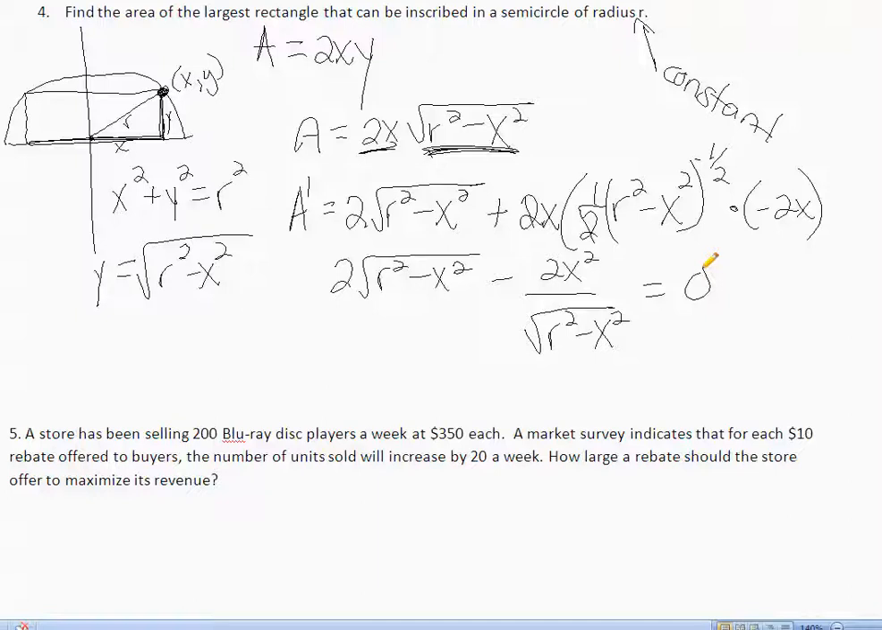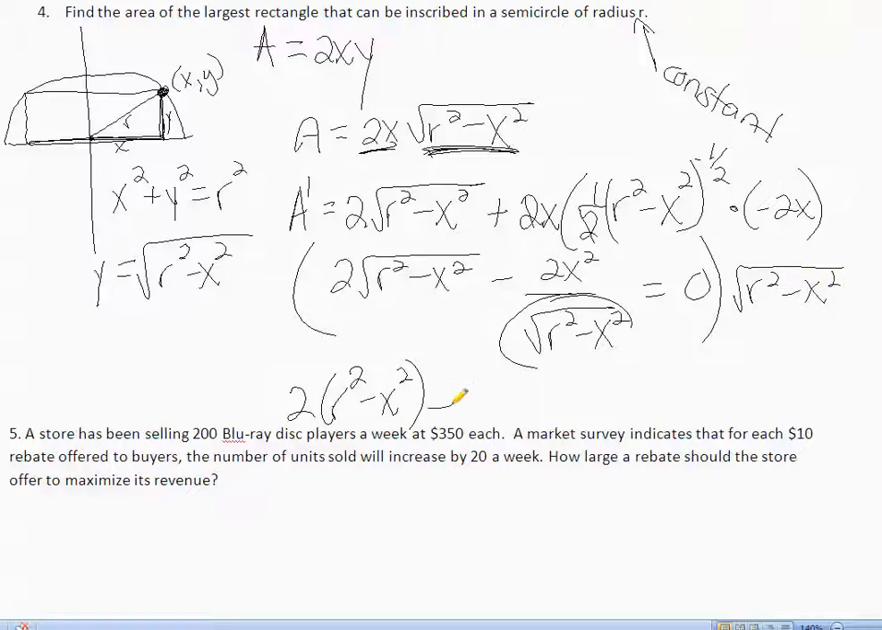Okay, two things. One, you could multiply everything by this denominator, or you could add this over and cross multiply. It's really doing the same thing. So if I multiply everything by this denominator, I'd have what? 2 times r squared minus x squared. If I multiply this whole equation by the square root of r squared minus x squared, first term minus, these would cancel. I would just get 2x squared equals 0.